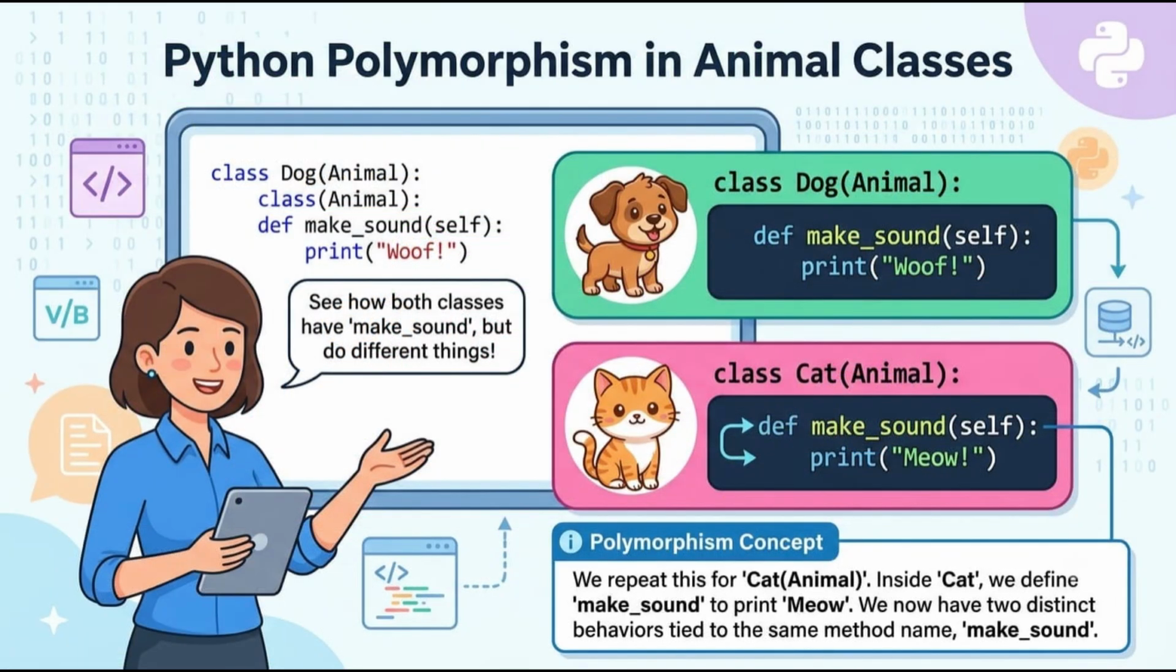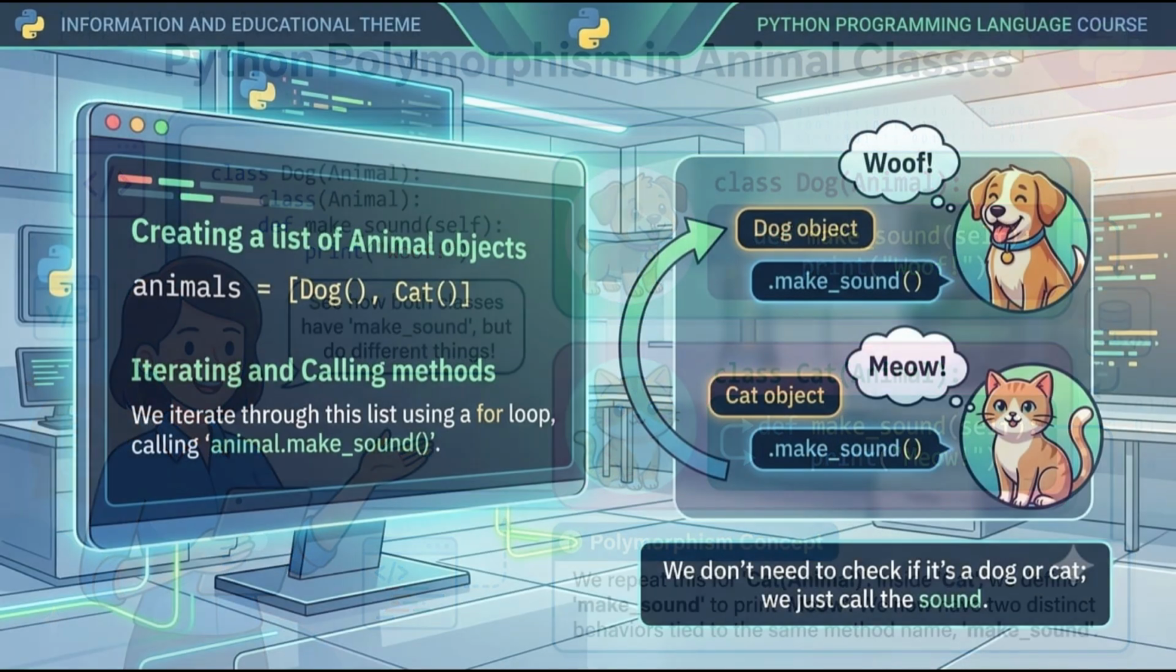We repeat this for Cat, inheriting from Animal. Inside Cat, we define make_sound to print "Meow." We now have two distinct behaviors tied to the same method name, make_sound.